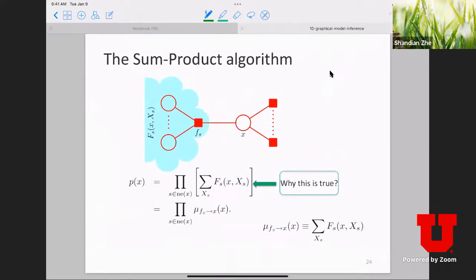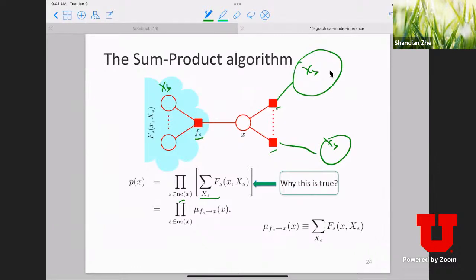The even better thing is that the variables in different subtrees are non-overlapping, remember, each subtree is rooted by a neighboring factor connected to x. So when we do the marginalization, the marginalization on different subtrees can be done in parallel, because they do not depend on each other. That means we can move the summation inside the product. And here, NE is just neighboring.